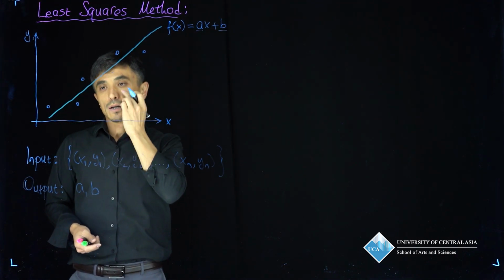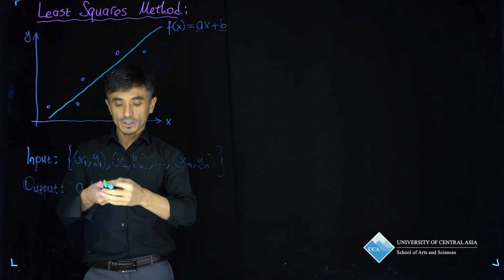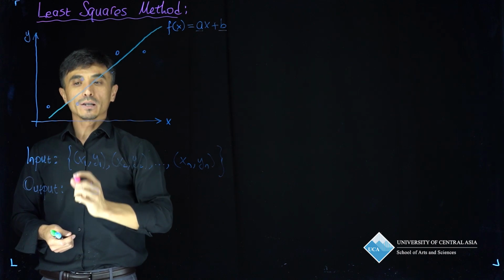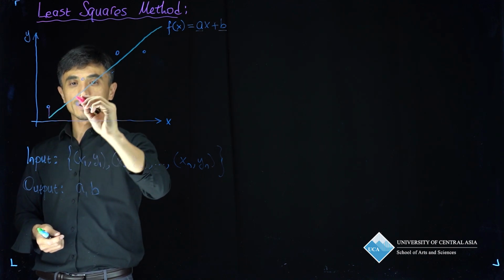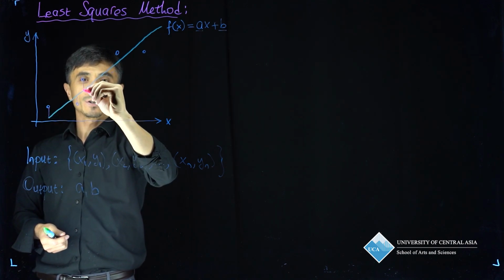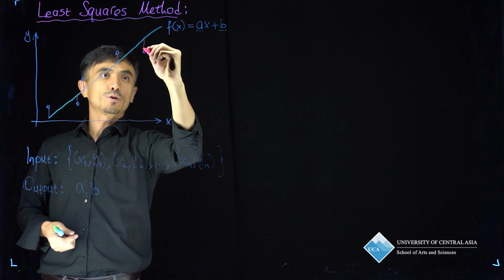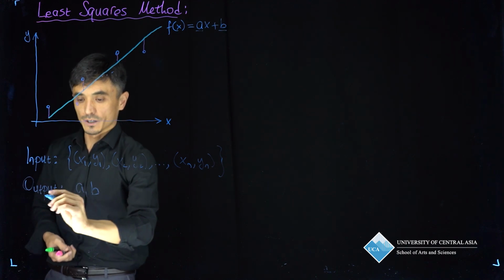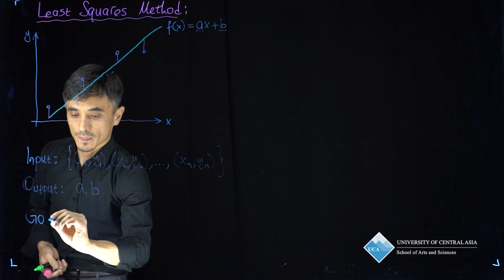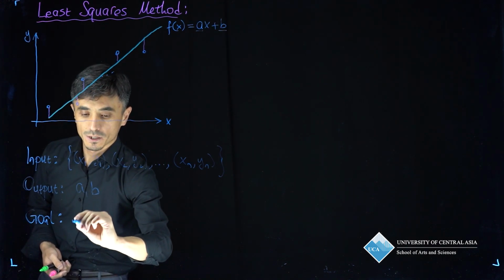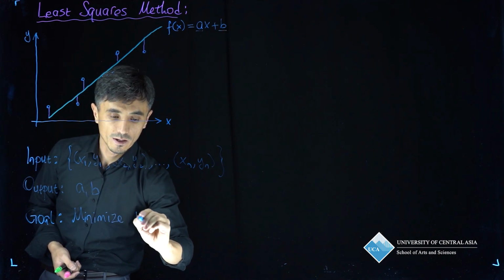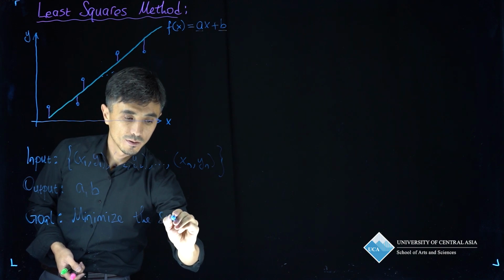Okay, so how are we going to do this? We're going to measure how to think that this line is the closest line. We're going to measure this vertical distance to each point here, and we want this distance to be minimum. So the goal is to minimize the sum of error.